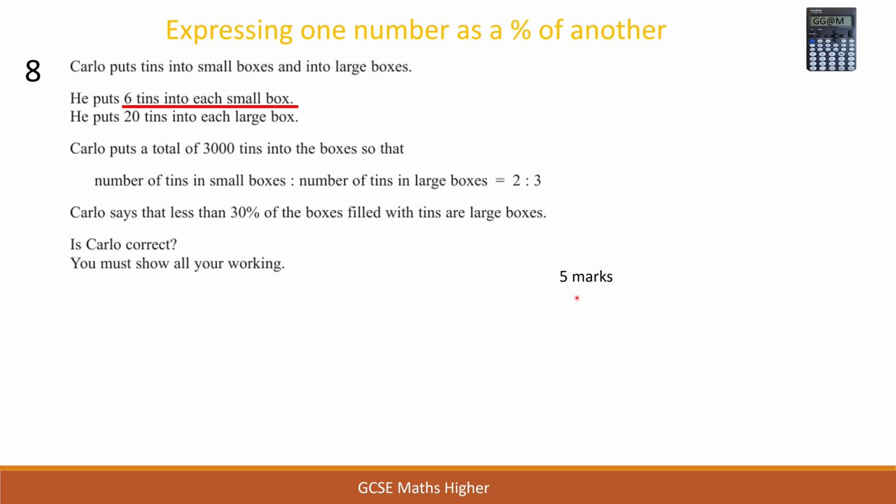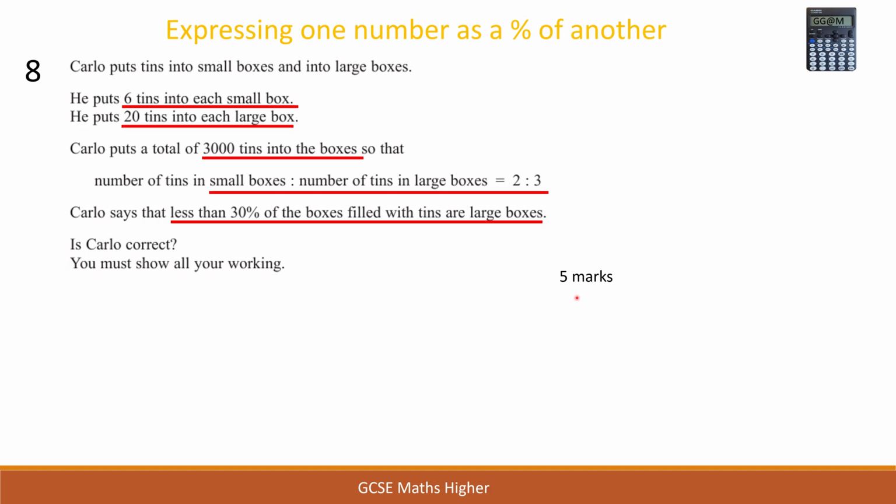You've got 6 tins in a small box. So these are key bits of information in the question. 20 tins in a large box. You've got 3,000 tins into the boxes, and small boxes to large boxes is in the ratio 2 to 3. It says there's less than 30% of the boxes filled with tins are large boxes. Is Carlo correct? You must show your working. Press pause if you haven't done so already, and then work out your answer.